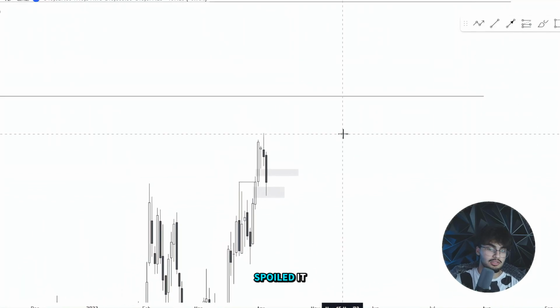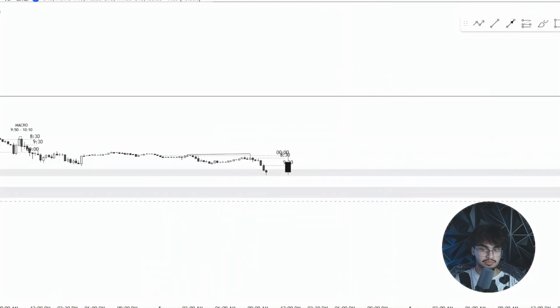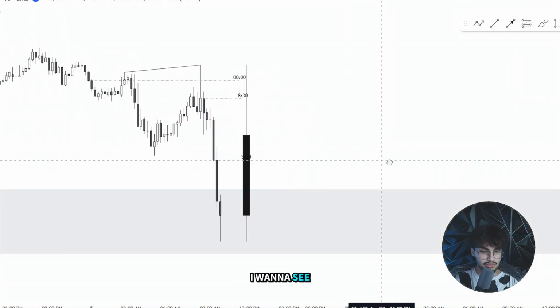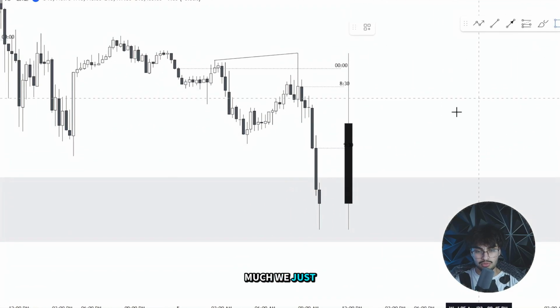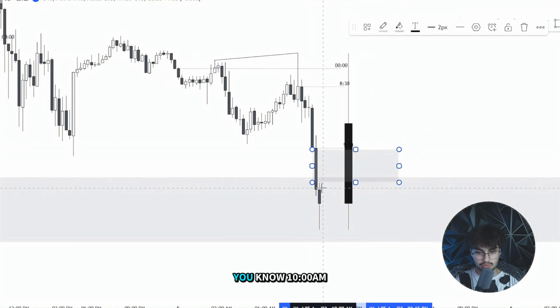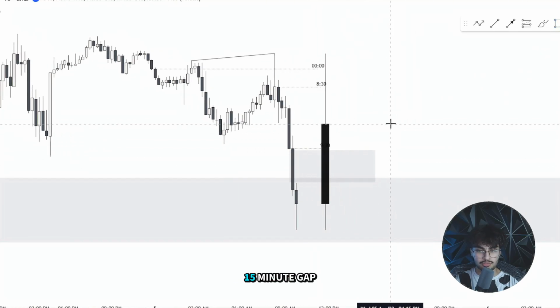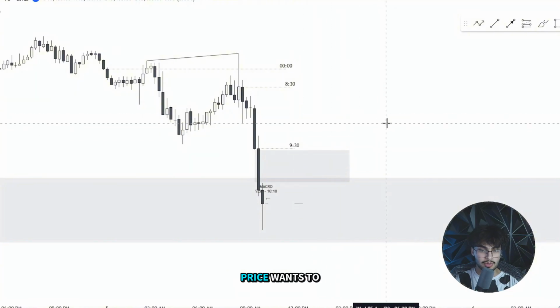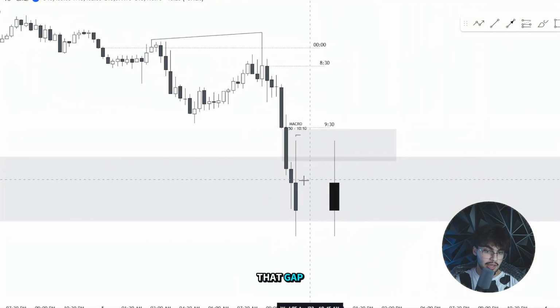Oh my god, I kind of spoiled it. But yeah, ideally I want to see that. So pretty much we just wait for this 10 a.m. candle to tap in this 15-minute gap and continue higher. Let's see what price wants to do here. We tap in that gap.